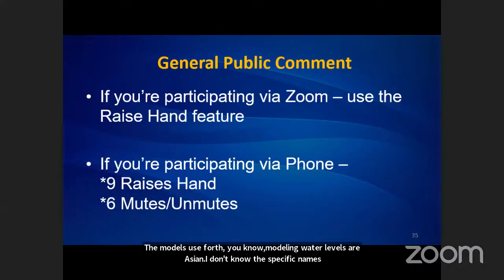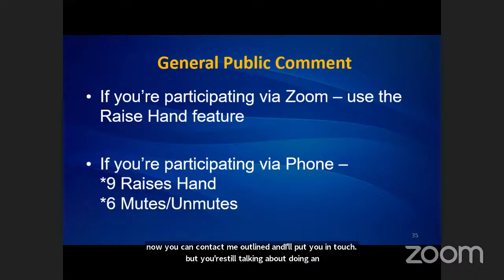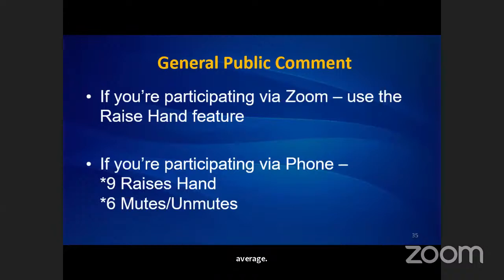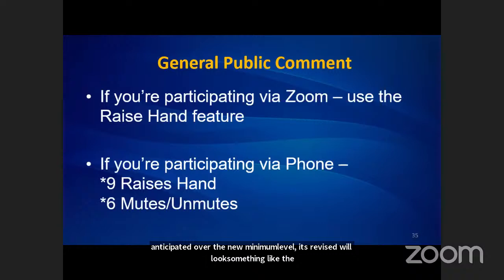I don't know the specific names of the models, Angel. You can contact me offline and I'll put you in touch with someone who could. But you're still talking about doing an average of like 10 wells or so many wells. Yeah, well, that's what we have now. That's how the aquifer level is established now, and that's how it's evaluated now. And I anticipate the new minimum level, if it's revised, will look something like the old one. We're still in the process of working that out right now. So hopefully that answers your question.